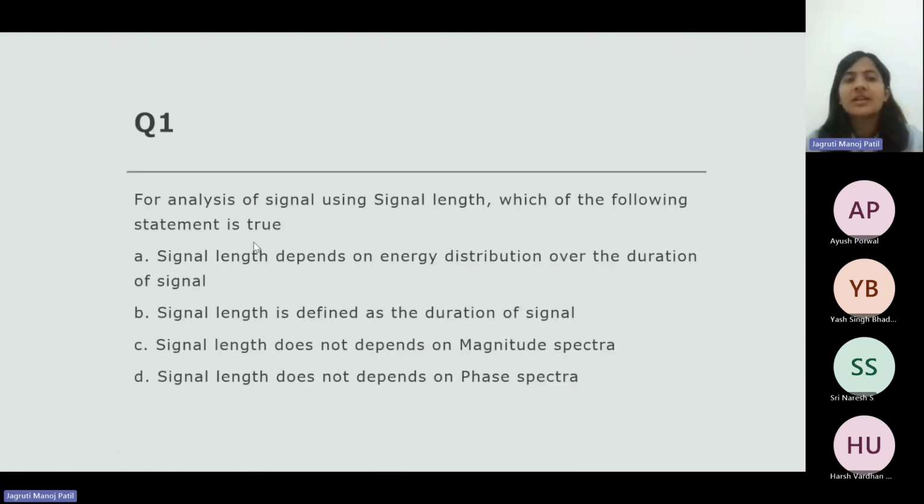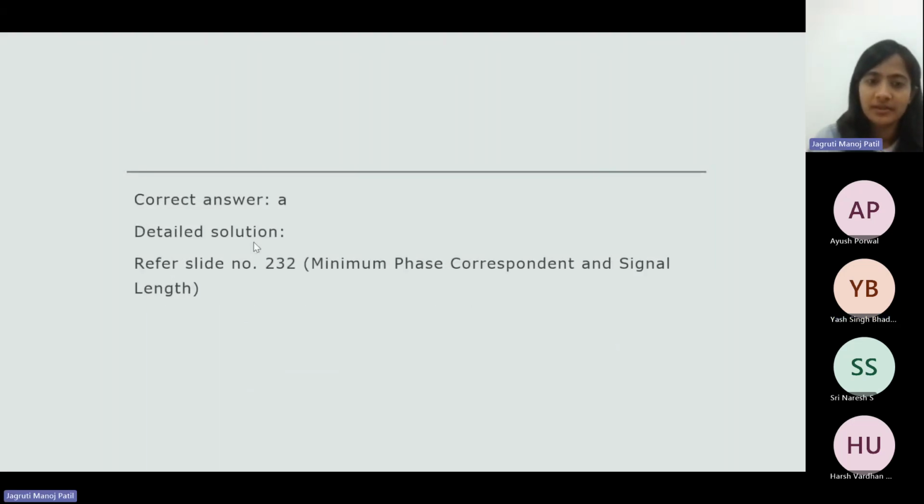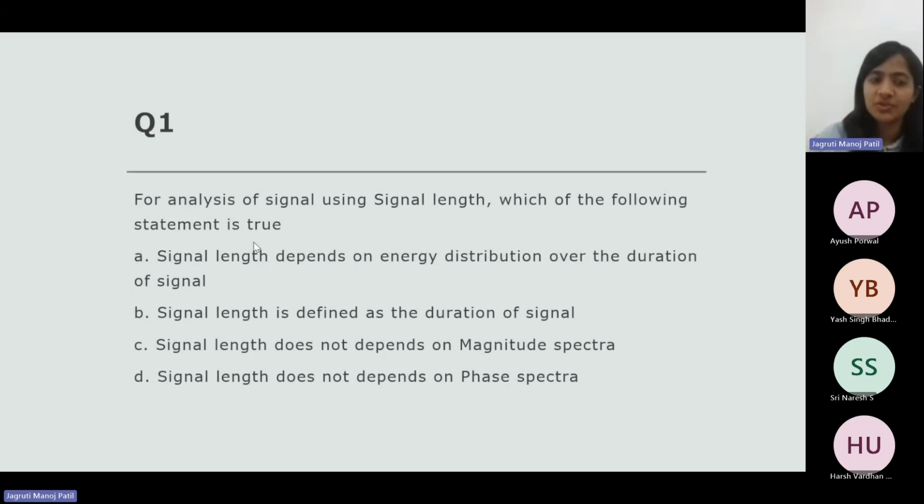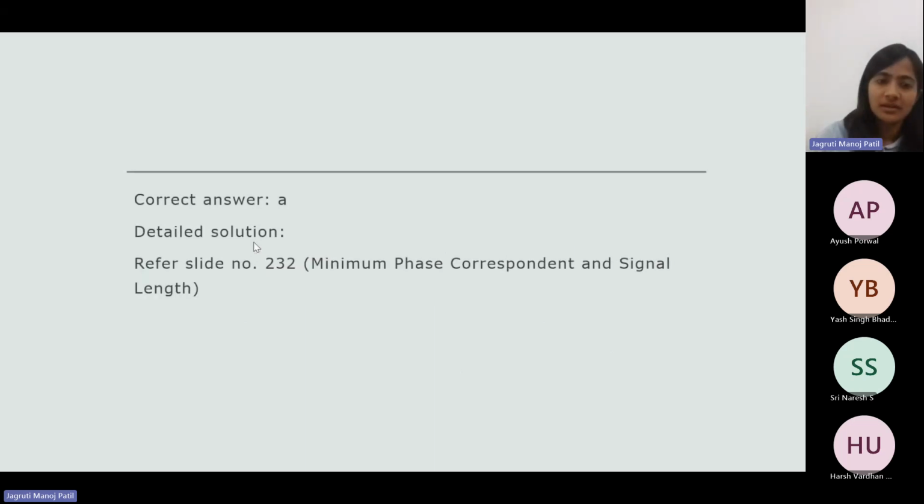The first question: for analysis of a signal using signal length, which of the following statements is true? It depends on the energy distribution over the duration; it's defined as the duration of the signal; it does not depend on the magnitude; it does not depend on the phase spectra. A. Yes, so it depends on the energy distribution over the duration of the signal.